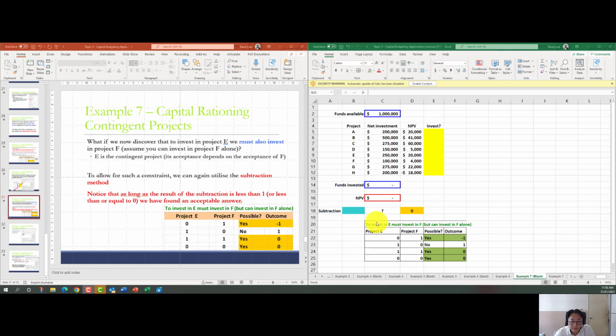So anytime the subtraction value is less than 0, it's acceptable, right? Because it's less than or equal to 0, it's 0 or it's -1. So basically, less than or equal to 0, we have found an acceptable answer. So what we do over here is take E minus F. Just like what we did here. This was basically E minus F, right?